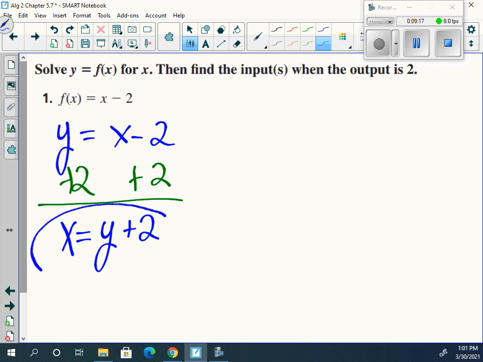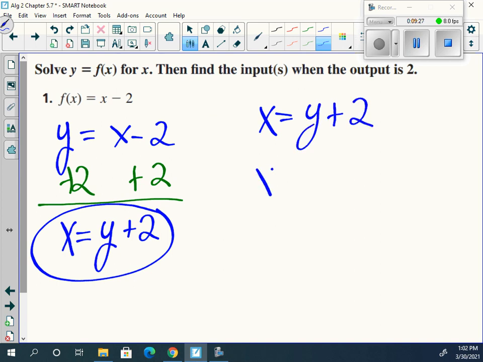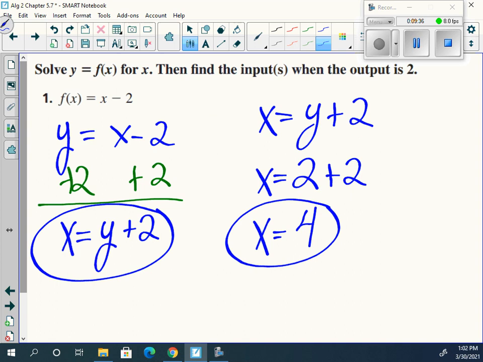Yeah, nothing, because that's already by itself. x is by itself. There's nothing else we need to do with it. So now we can use this to find the input when the output is 2. Well, 2 plus 2 is 4. Questions on this here? Okay.